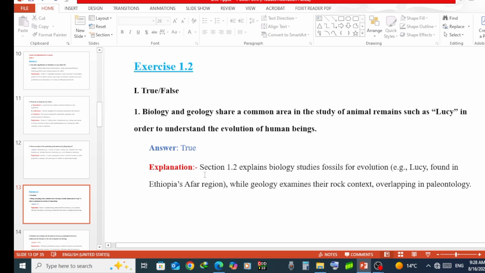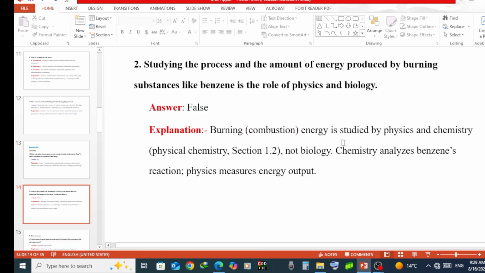The answer for number 2 is false. Chemistry analyzes benzene's reaction and physics measures energy. Therefore it relates chemistry and physics, not chemistry and biology. Therefore there is no concept of biology in this context, because studying the process and the amount of energy produced by burning substances, therefore production of energy and these terms, are all different from the concept of biology. Hence the answer is false.